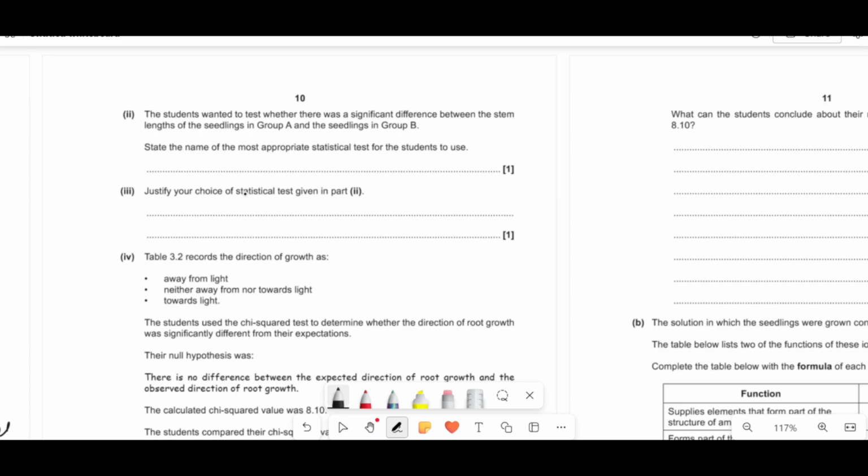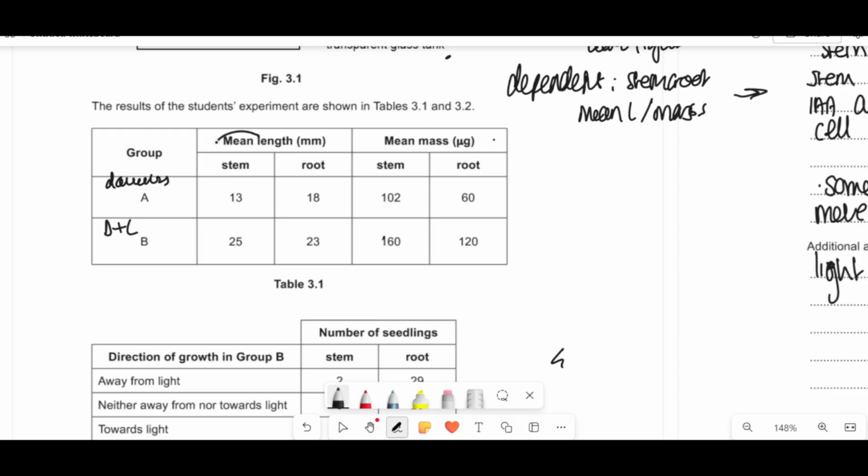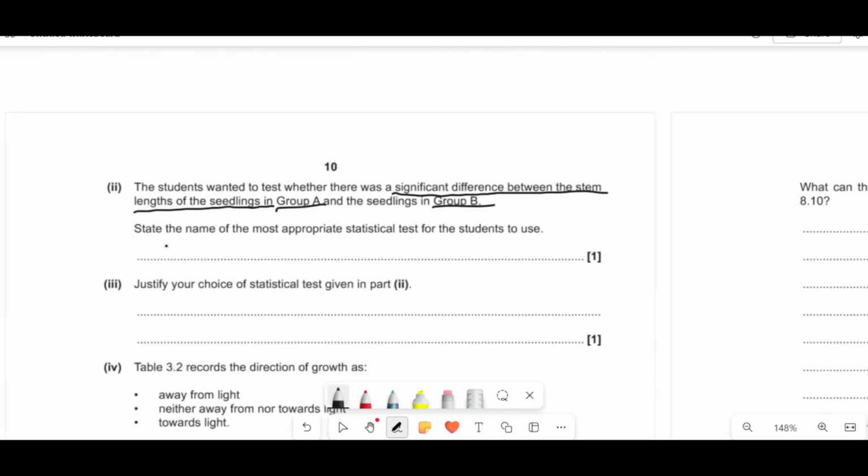So now it says the students wanted to test whether there was a significant difference between the stem lengths of the seedlings in group A and group B. What's the most appropriate statistical test? They're looking at the mean length between A and B. They want to see if there's a significant difference in the means between A and B. This is going to be an unpaired t-test, because the whole point of an unpaired t-test is you're comparing the differences in the means of two groups.